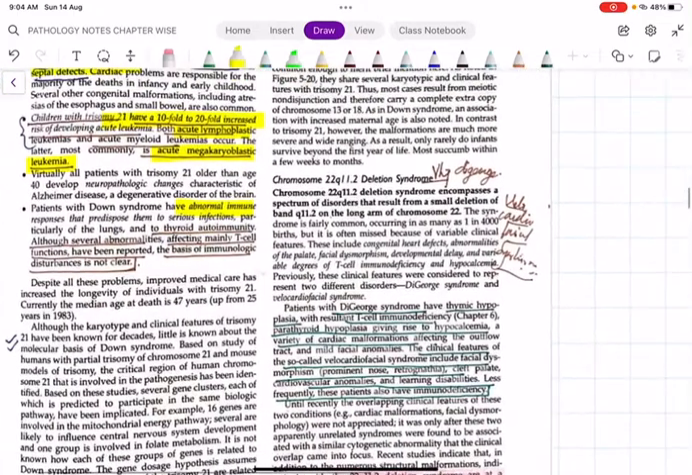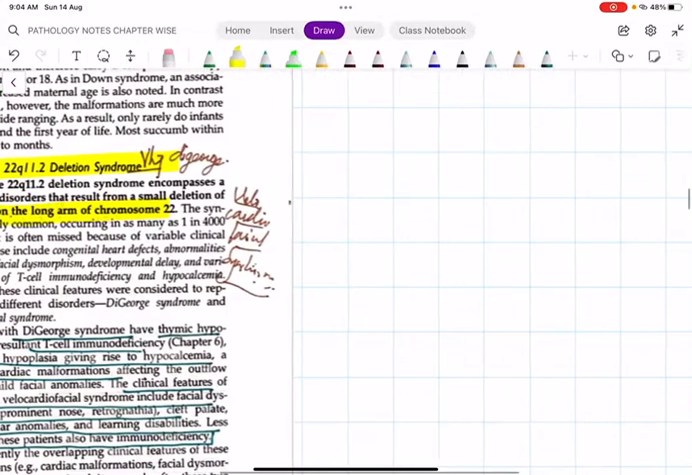Then we have another important thing, 22q11 deletion syndrome. That means deletion. I have told you one example of deletion, karyotyping syndrome. Similarly, on the long arm of chromosome 22, there will be a deletion of the band q11.2, which causes what we call DiGeorge syndrome. I will tell you a mnemonic to remember the features of DiGeorge syndrome.